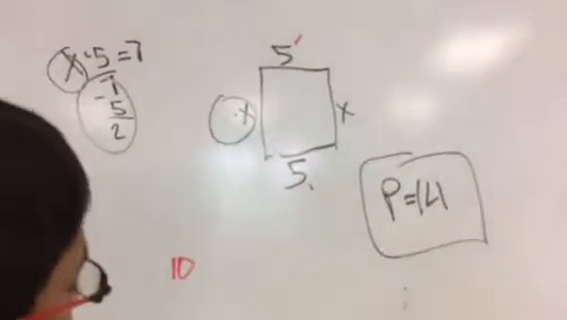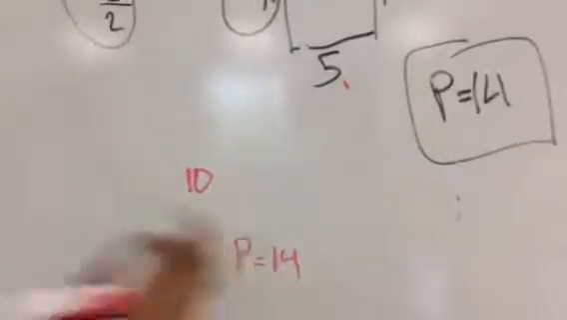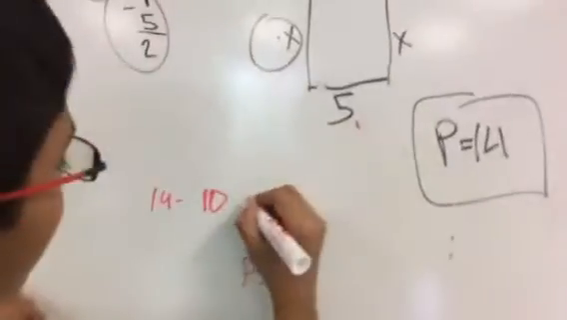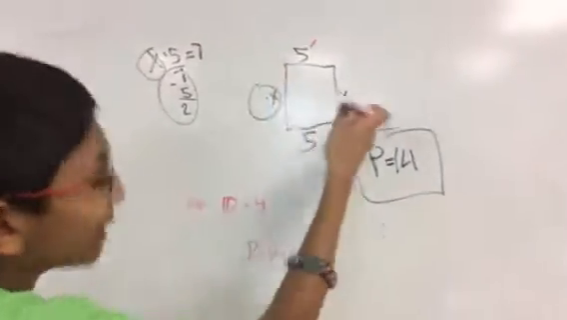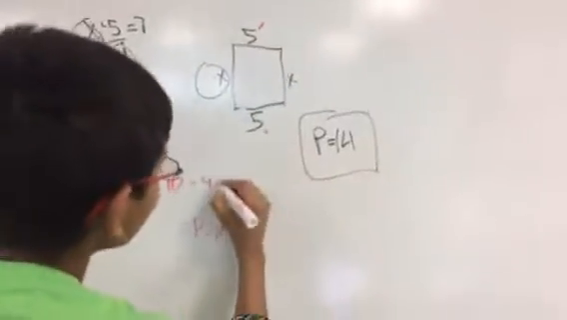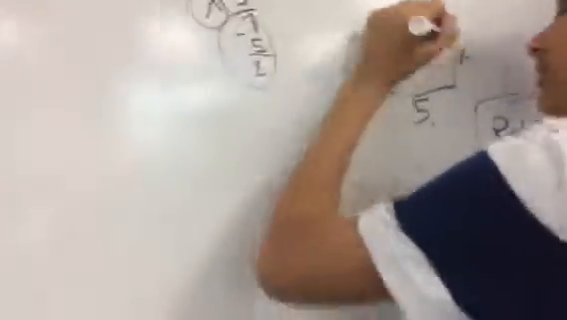Okay, so let's do this. Perimeter is 14. So if we want to know these two sides, 14 minus 10 equals 4. But since if we only do one side, there's still one side missing, and there are two sides missing, we divide by 2. So we get 2. Each side is 2. This is a rectangle, for your info, because if it was a square, then all the sides would be the same.